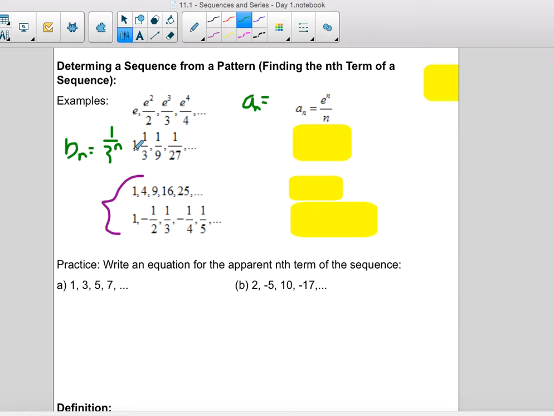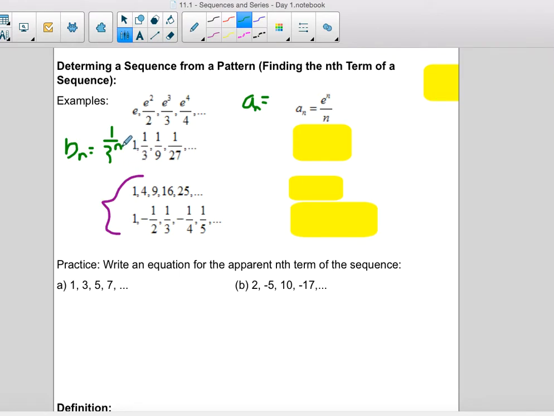It's not far off, but the problem is that would be absolutely true if you got rid of this one, right? If this one didn't exist, then the first term is going to be 1 over 3 to the 1, which is 1/3. That would be the first term. 1 over 3 to the 2 is the second term, which is 1 over 9. 1 over 3 to the 3 is here. The problem is this 1 is screwing everything up.